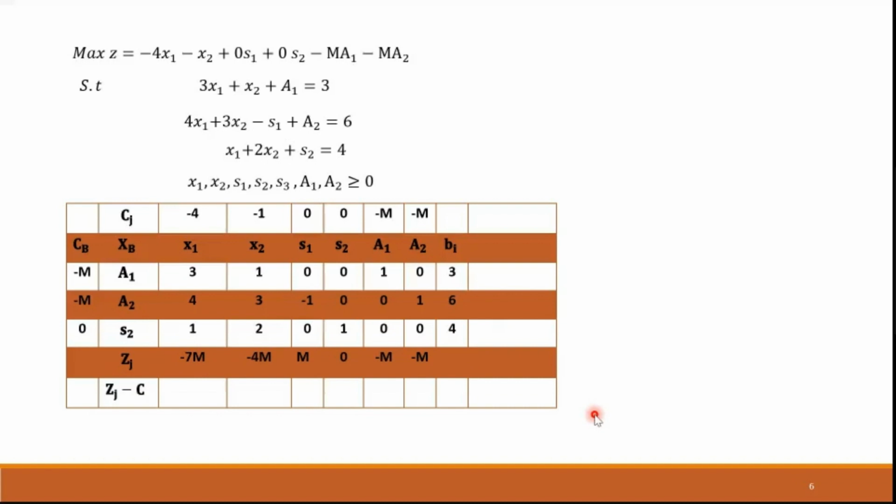Okay. Writing ZJ minus CJ. Hope it's right. The last column, last row. If there is any mistake, please let me know so that I can correct it accordingly. ZJ minus CJ निकालना है तो -7m plus 4. Then -4m plus 1. M, 0. -m plus m, 0. -m plus m, 0. Again, check whether you are having 0, 0, 0 for the variables A1, A2 and S2. A1 के नीचे 0 होना चाहिए, A2 के नीचे 0 होना चाहिए और S2 के नीचे 0 होना चाहिए.